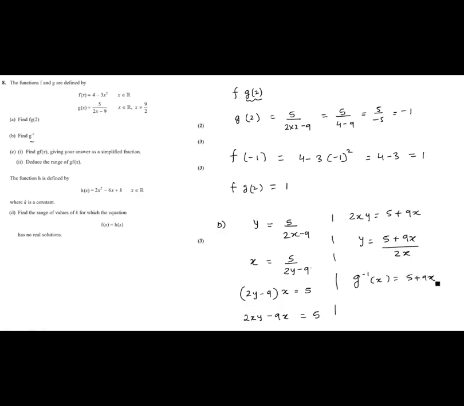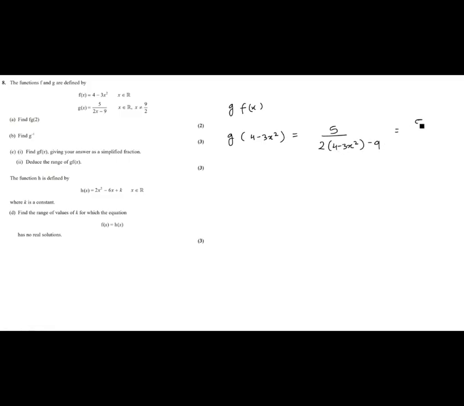Okay, now question C1, so move to the next slide. C1 is find f of g of x, giving your answer as a simplified fraction. So g of f of x. So g of f of x is 4 minus 3x squared. So in your g of x function, you replace x by 4 minus 3x squared. So 5 over 2 times (4 minus 3x squared) minus 9.